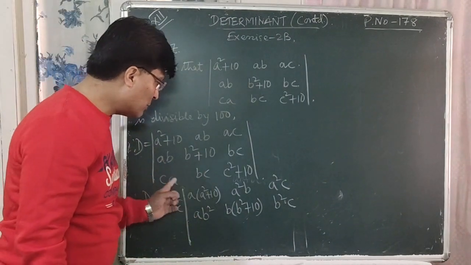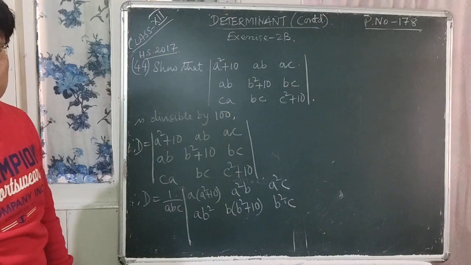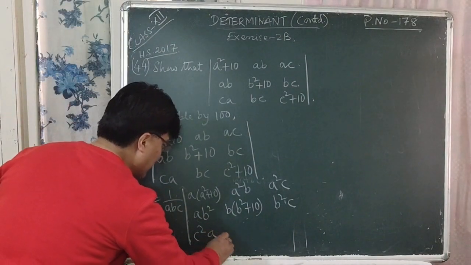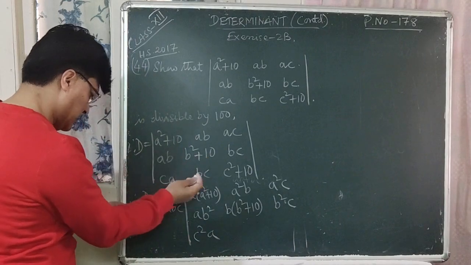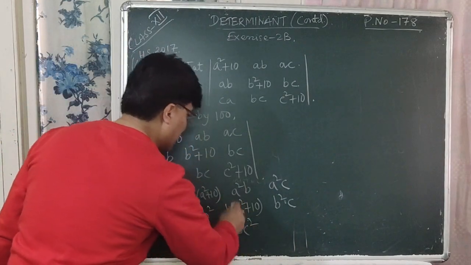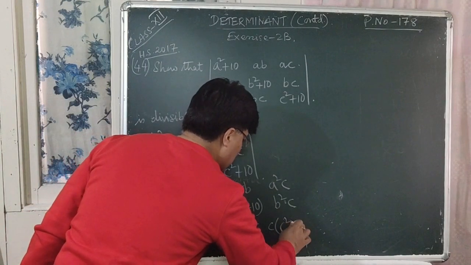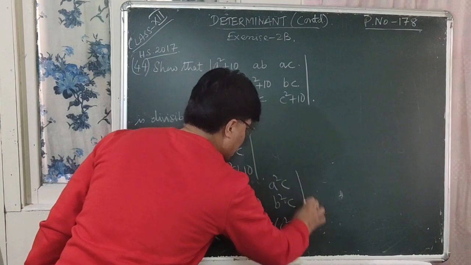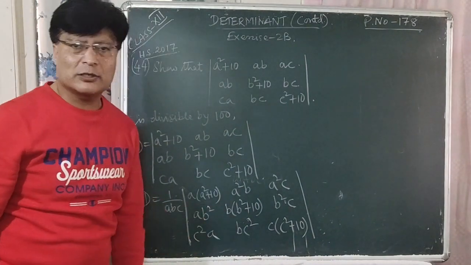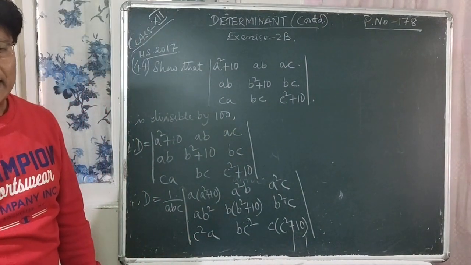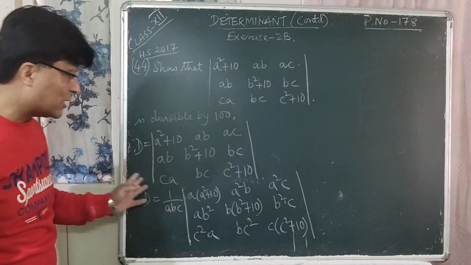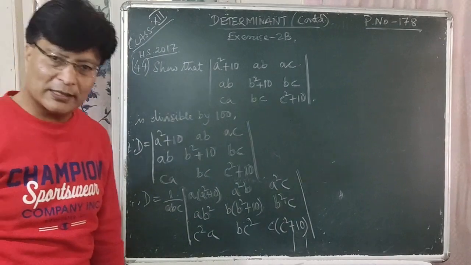Again, you should multiply each and every term of the third row by C. What do we get? C square A, right? This is your C square A. Next, BC square. Next, C into C square plus 10. Is that clear? So we have multiplied all the terms of the third row by C, and in order to cancel this C, we have written 1 by C outside the determinant. Is it clear to all of you?